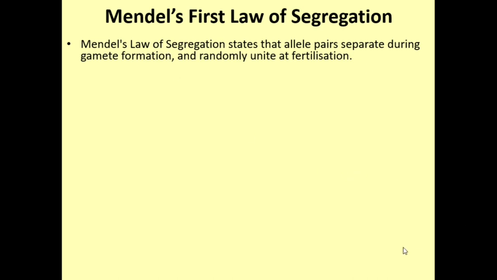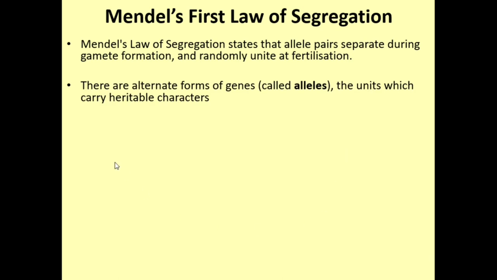We know this by looking at meiosis, don't we? We know that there are alternate forms of genes. We call those alleles now. So in this case, for the pea plant, we've got an allele for white flowers and an allele for purple flowers. These are the units which carry heritable characters. And we know that a diploid organism, as we are, has 2 sets of chromosomes in our somatic cells, as do the pea plants. So they will have 2 versions of each gene because they have 2 sets of chromosomes, one from the male parent, one from the female parent.